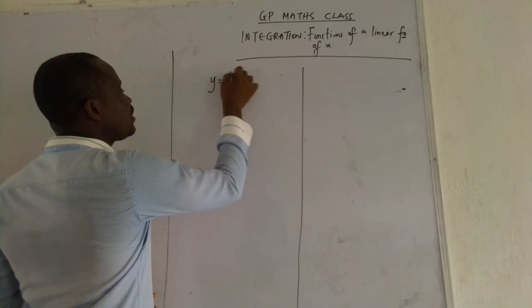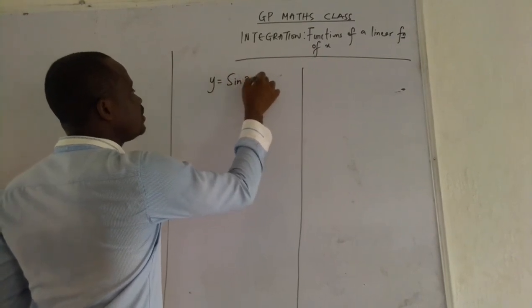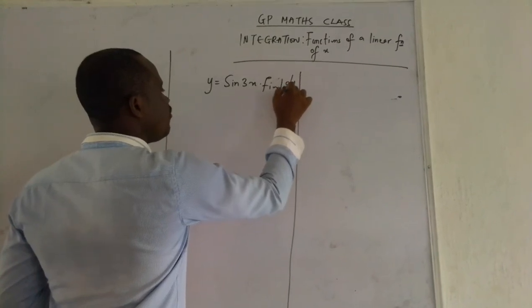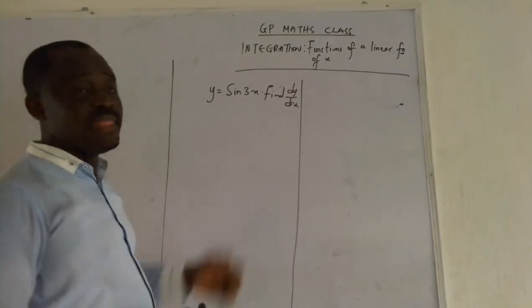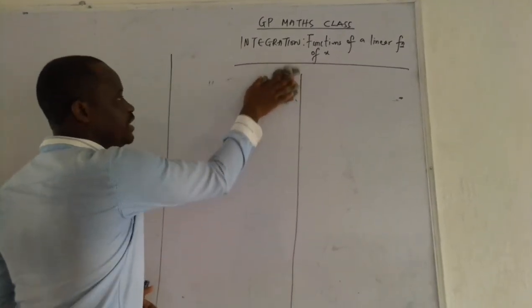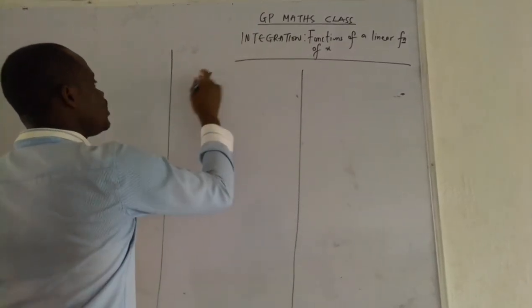You can see y equals sine 3x. The question will probably be find dy over dx. So that's a very good example of it. But we are applying this to integration. You can see something like this.